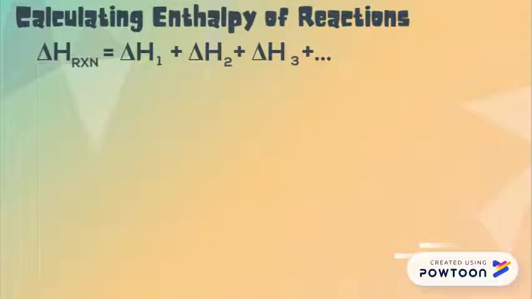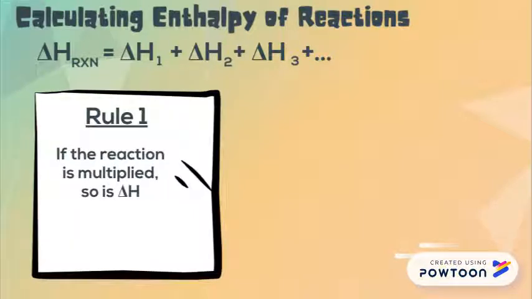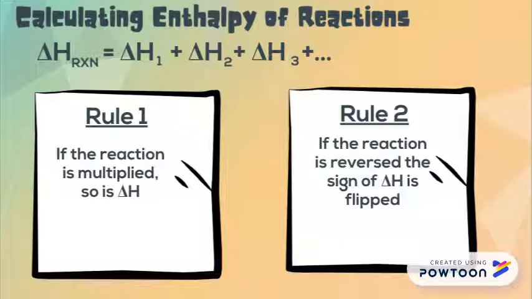There are two rules to keep in mind when we're adding together the enthalpies of a reaction. If we have to multiply our equation by some number, we must also multiply the delta H. Rule number 2 is that if we flip our reaction, making our reactants the products and the products the reactants, we must also flip the sign of the delta H.